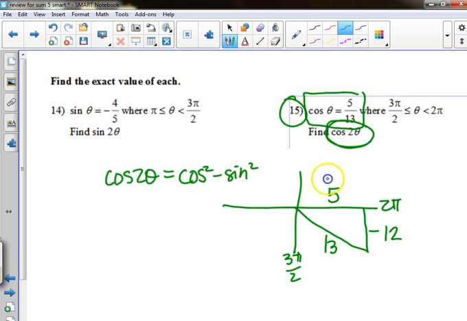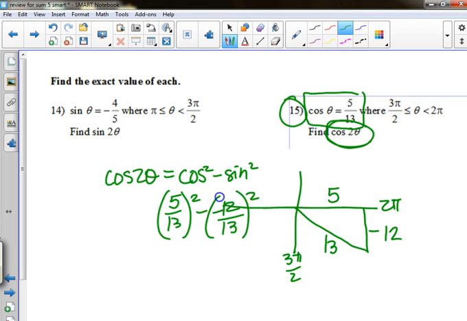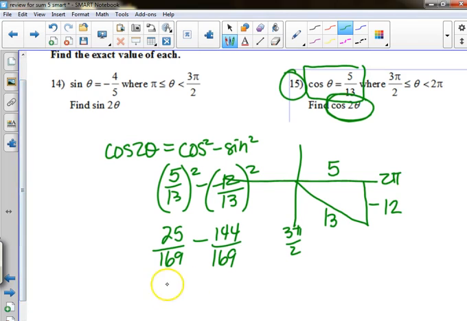So what's the cosine? 5 over 13. We're supposed to square that and then subtract. What's the sine? Negative 12 over 13. When we square it, it becomes what though? Positive 144 over 169. And then we're supposed to subtract, so we get, is it negative 119? That's me pretending to subtract in my head. Is it right? Okay.